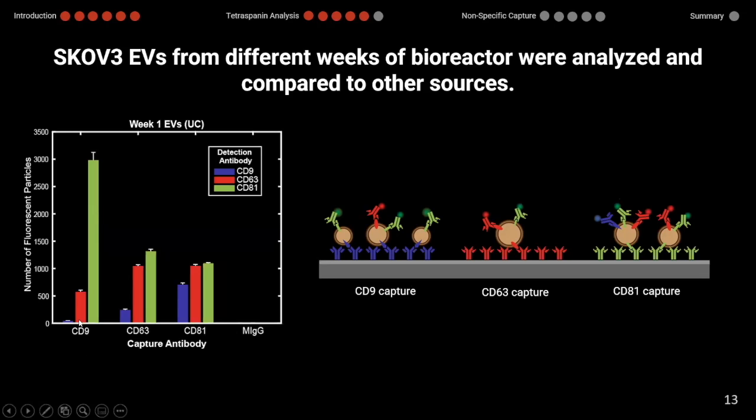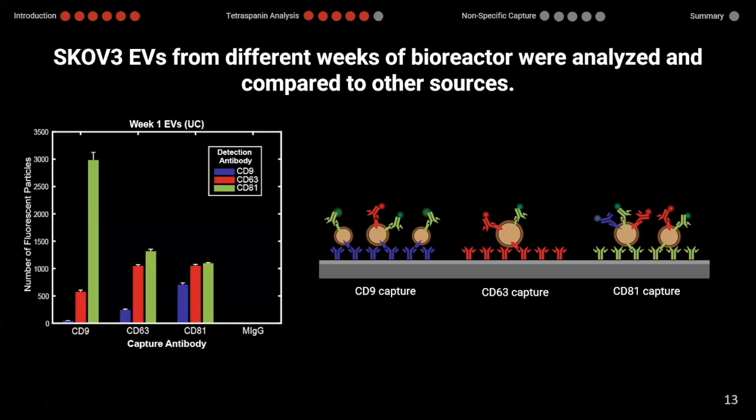So these first three columns were all captured by CD9. And on the y-axis, we get which of the fluorescent antibodies the EV was detected by. So here in this very tall green column, you see that this is captured by CD9 and detected by CD81, which means we know that there's multiplexing of those two tetraspanins on single EVs very frequently in this population.